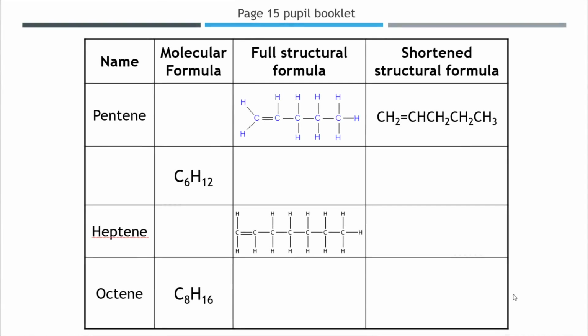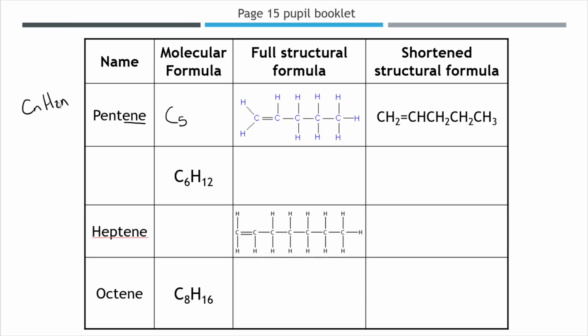So let's look at the answers to this table. First compound here, pentene. Well, pent is 5 carbons, so the molecular formula will be C5. We know the general formula for an alkene, and we know these are alkenes because it ends in ene. General formula for the alkenes is CnH2n.